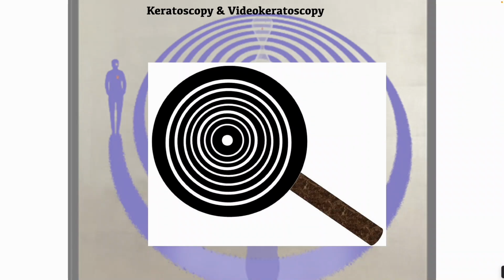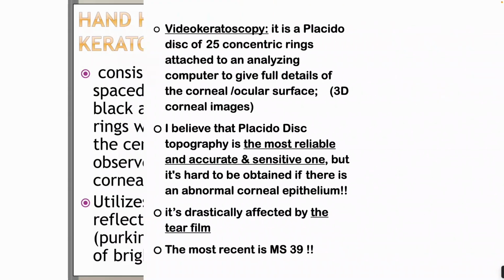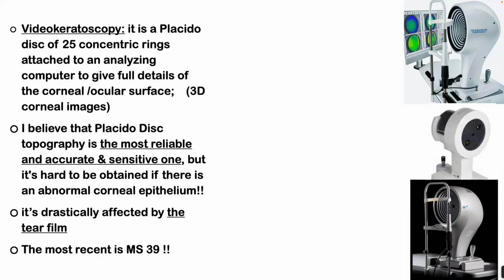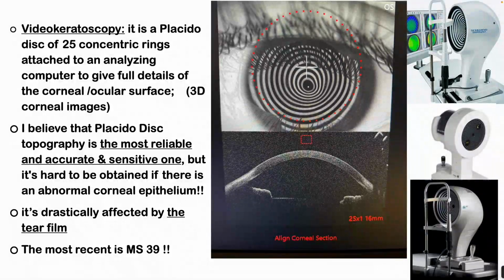Keratoscopy in the past was this handheld disc with these mirrors, which are increased nowadays up to 25 or more in the newer devices in video keratoscopy. I don't like to waste the time on this theoretical information. I think everybody knows it. And I believe finally that the Placido disc topography is the most reliable, accurate, and sensitive one, but it's hard to obtain if there's an abnormal corneal epithelium.